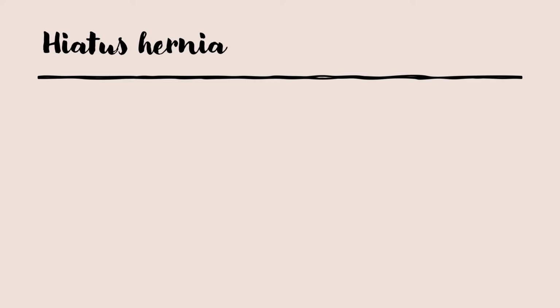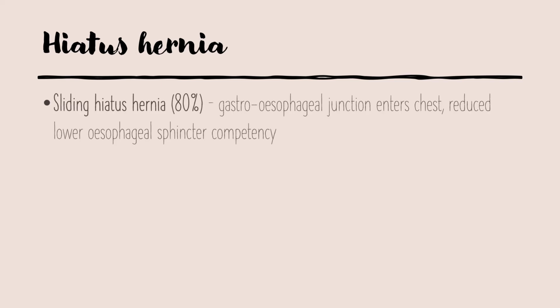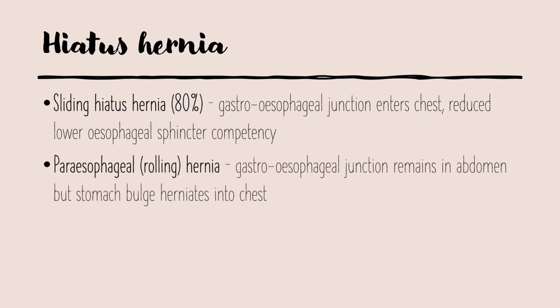We've just established that a hiatus hernia can be a cause of gastro-oesophageal reflux disease, but what is it? Well, there's two types. The first type is a sliding hernia, which is where the gastro-oesophageal junction can enter the chest and the sphincter is less effective, whereas in a rolling hernia, the junction stays in the abdomen but a part of the stomach bulges into the chest, so it's either with or without the gastro-oesophageal junction.